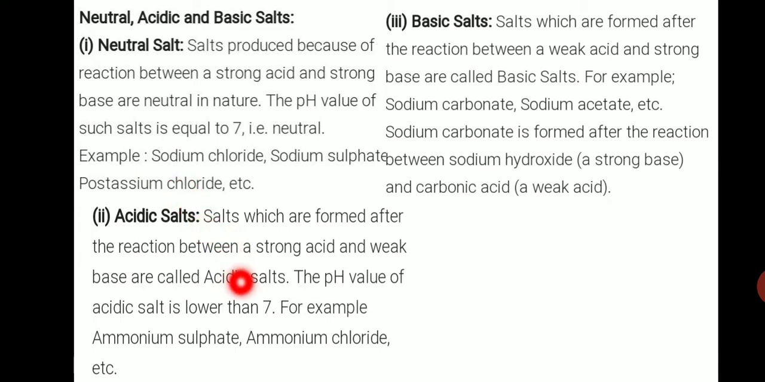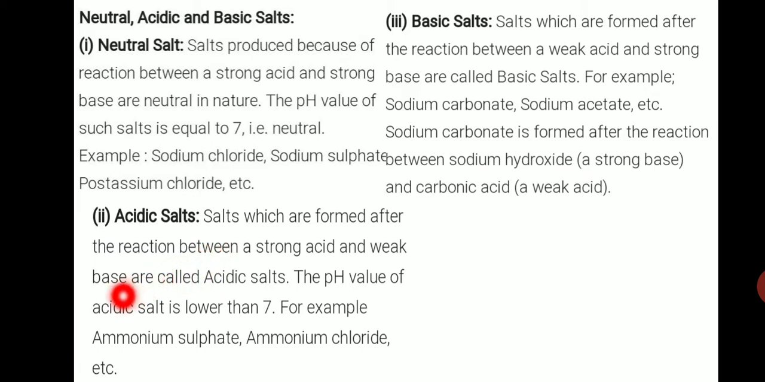Okay, acidic salts, I told you the pH is lower than 7. Which salts are acidic in nature? Ammonium sulfate and ammonium chloride. Look, ammonium chloride is prepared from ammonium hydroxide base and hydrochloric acid. Hydrochloric acid, we know, is a strong acid. Ammonium hydroxide is a weak base. So when a strong acid reacts with a weak base, it produces an acidic salt.